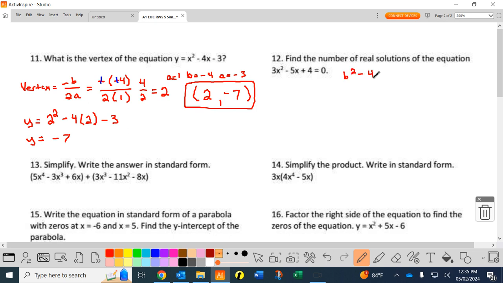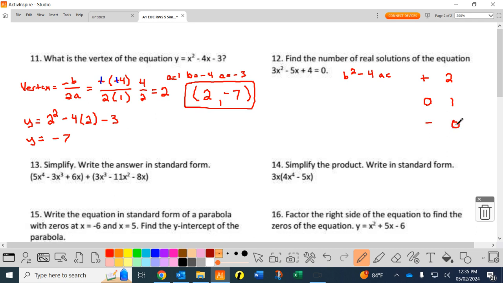Okay. Whenever that discriminant, that number is going to be a positive number, you are going to have 2 solutions. Whenever that number is 0, you are going to have 1 solution. And whenever that discriminant is a negative, you are going to have 0 solutions. So let's see what it is in this case.